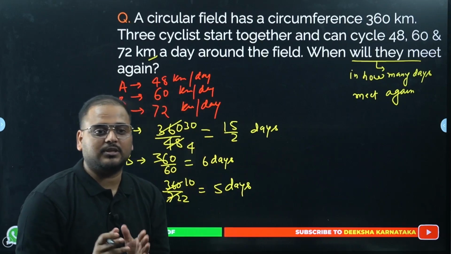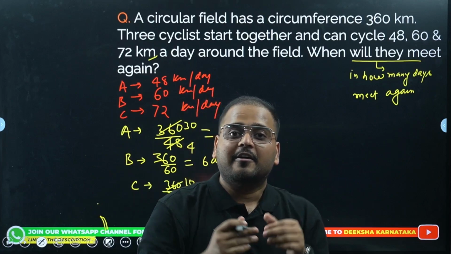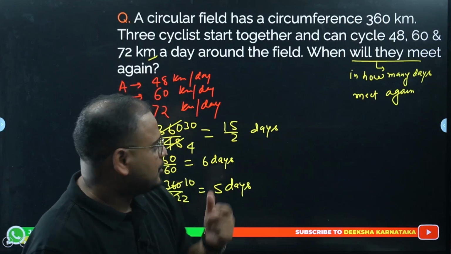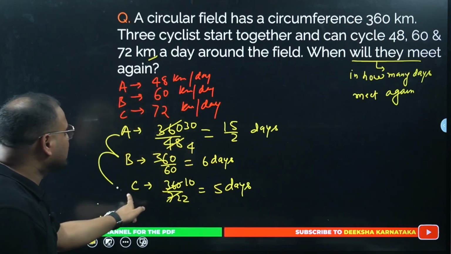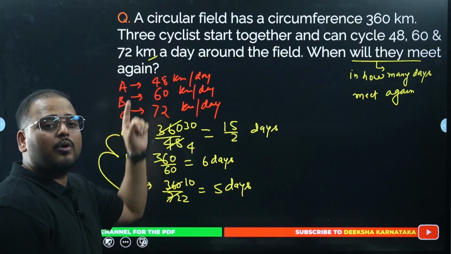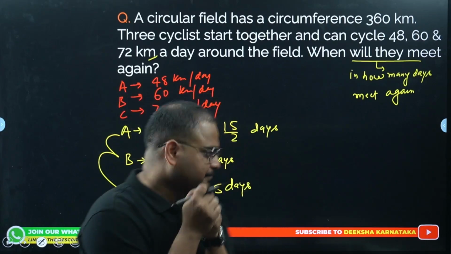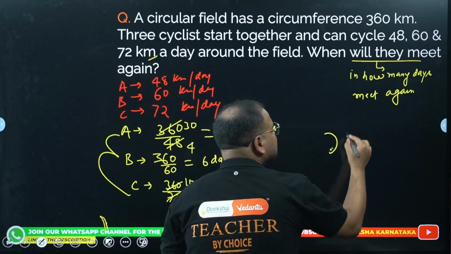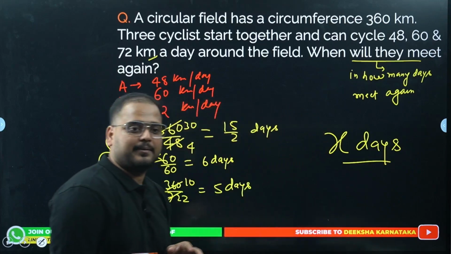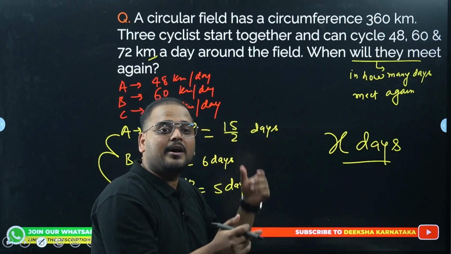So now what we have done is, from the data they gave in kilometers, we have come to the point where we can see the answer clearly. What is the answer? In how many days they will meet again? We have converted all these values into number of days. Am I right? Great. So think about it. When will they meet again? Let's say they will meet together in X number of days.